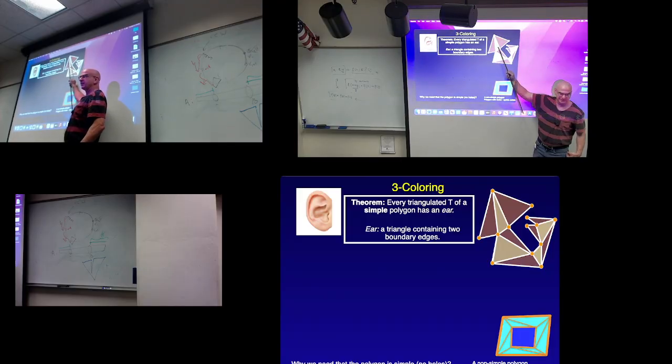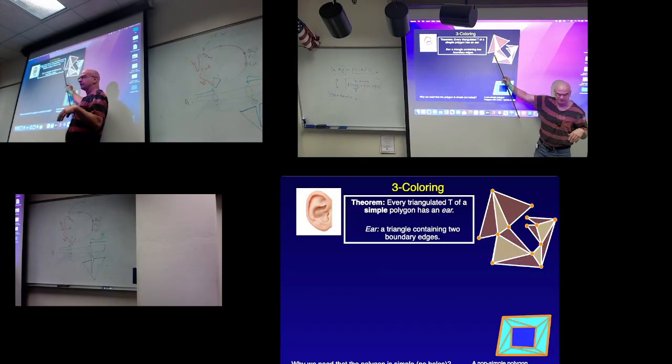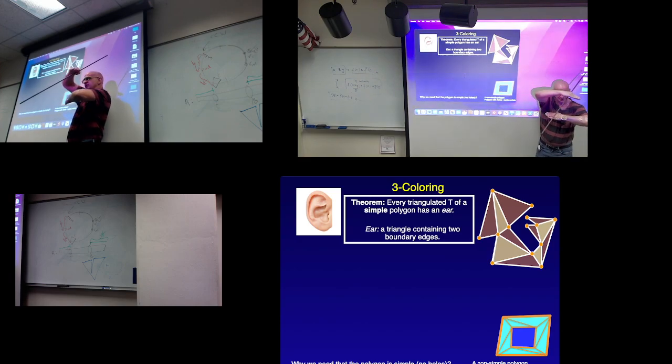An ear is a triangle of this triangulation that has two edges of the polygon. Think about it, two edges. Think why it must be two consecutive edges of the boundary of the polygon. You will not have two edges that are not consecutive. They must share an edge. Otherwise, it's a quadrilateral. It's not a triangle.